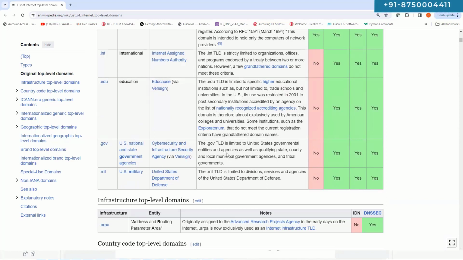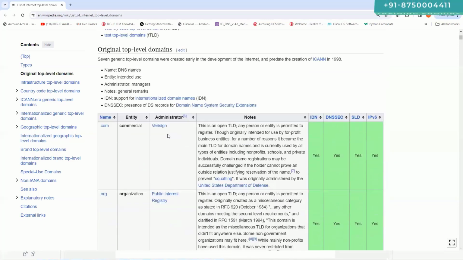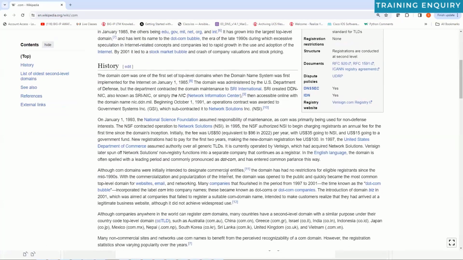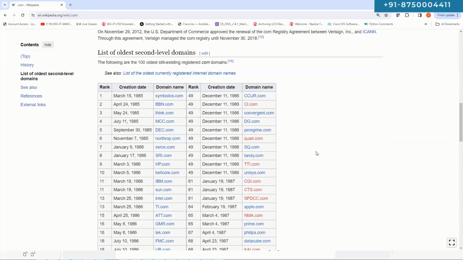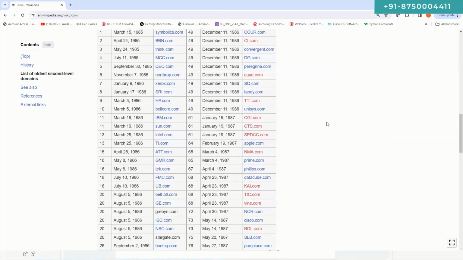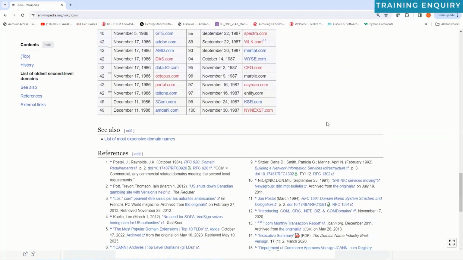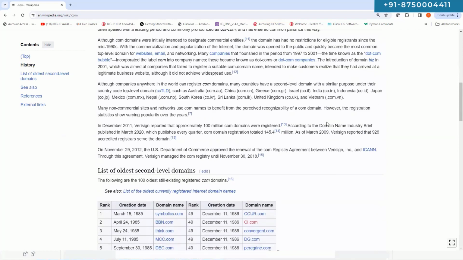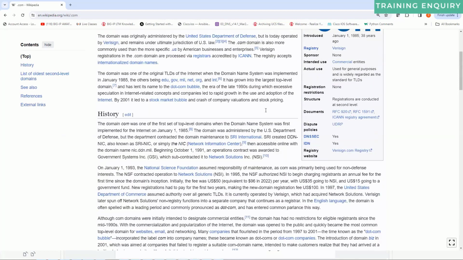So these all are the... Now, if you go to .com right here, you would see these are the second level domains for .com. You can see all these domains, the second level domains. But before that, we had the TLD.